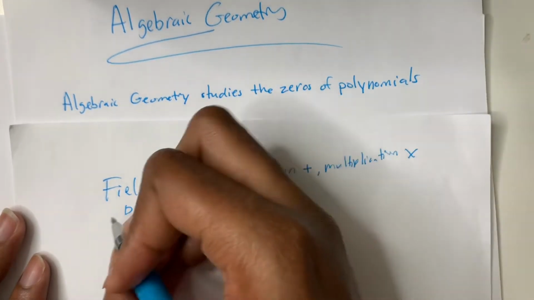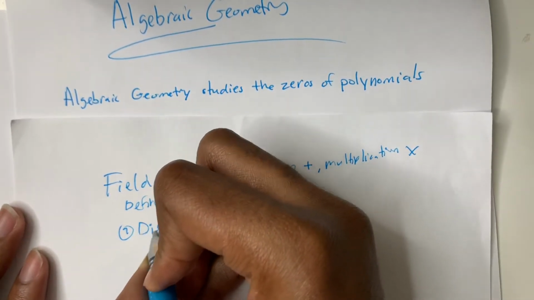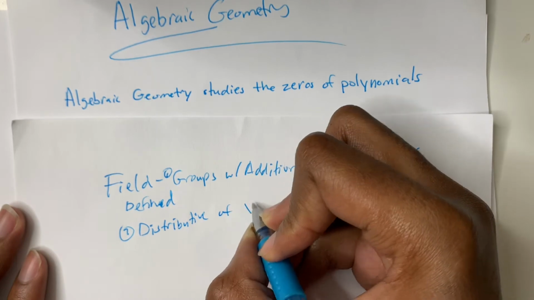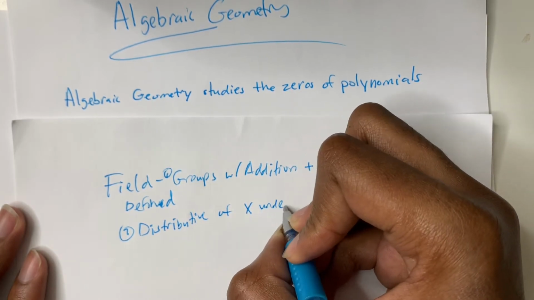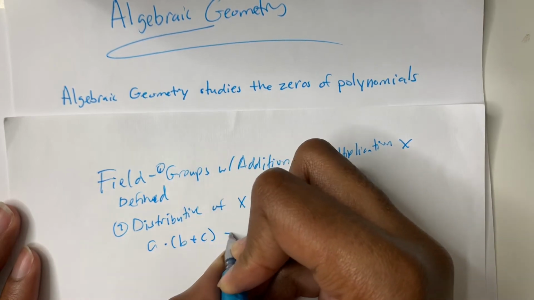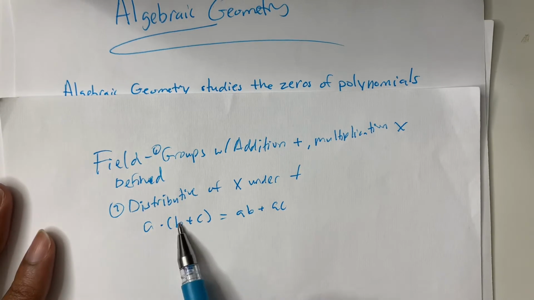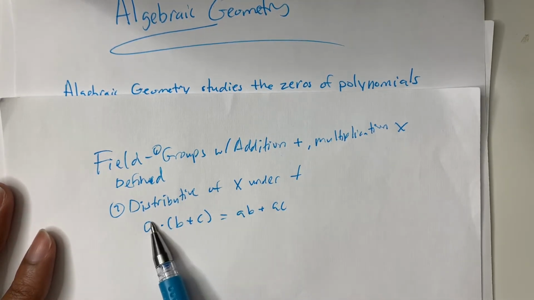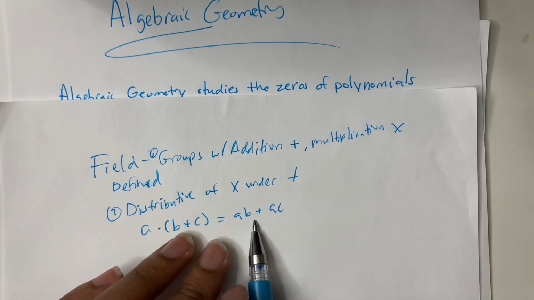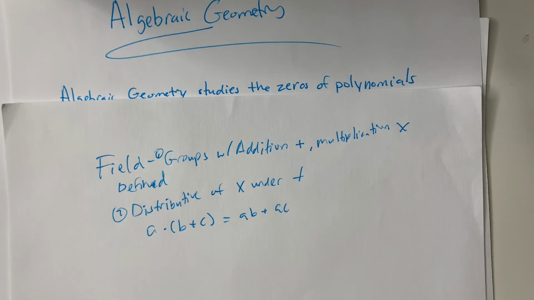Second, so this is like number 1, here's number 2. It has to be distributive of multiplication under addition. For example, a times (b plus c) just equals ab plus ac. So if I have addition here, I can distribute the thing that I'm multiplying, giving ab plus ac. Now, you might ask what a group is.